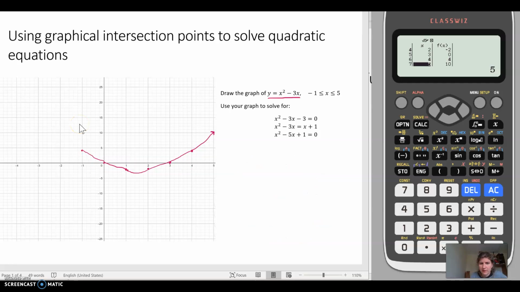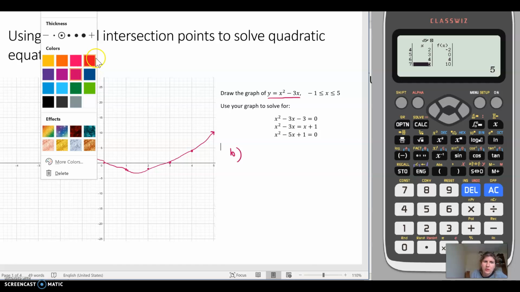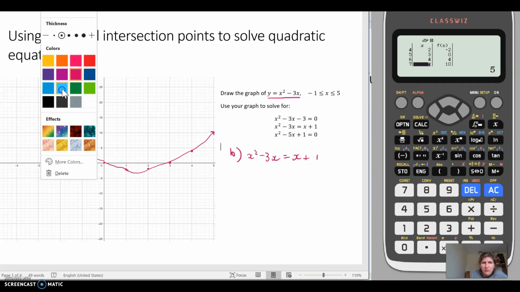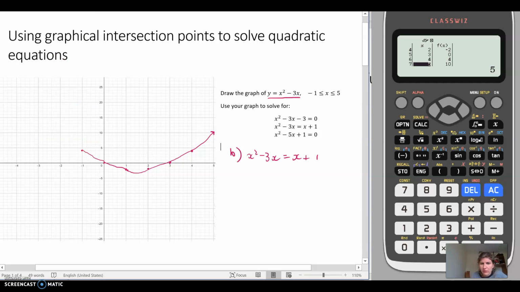Okay, so I've still got my x squared minus 3x graph in there. Now the second one we're going to do is x squared minus 3x is equal to x plus 1. So this one's already equal to, so all we're going to do, we've already got our x squared minus 3x sketched, is sketch our x plus 1 as well. Again, I'm going to use blue. Now x plus 1, I'm starting off at x is -1. So -1 plus 1 is 0. So my first coordinate's -1, 0. Then I've got 0 plus 1, so my next coordinate is at 0, 1.